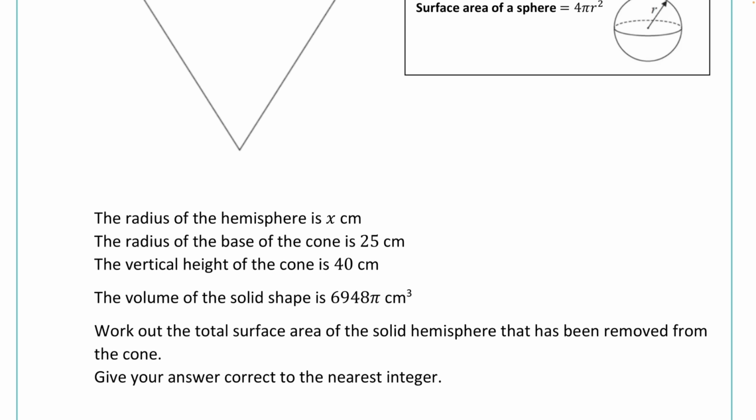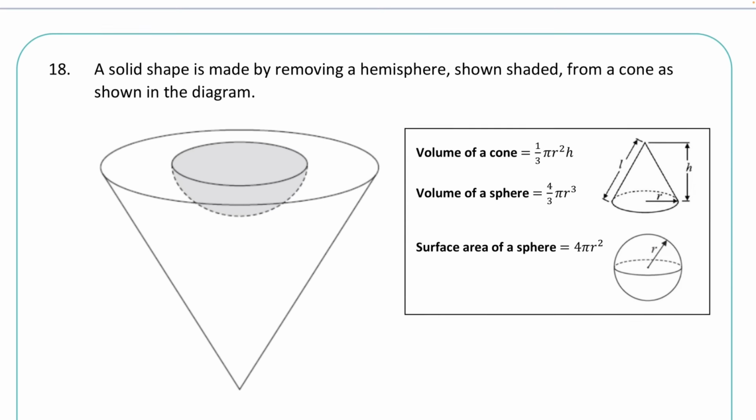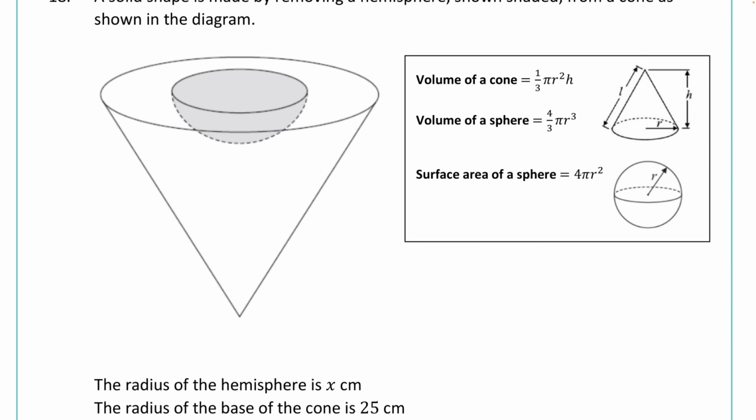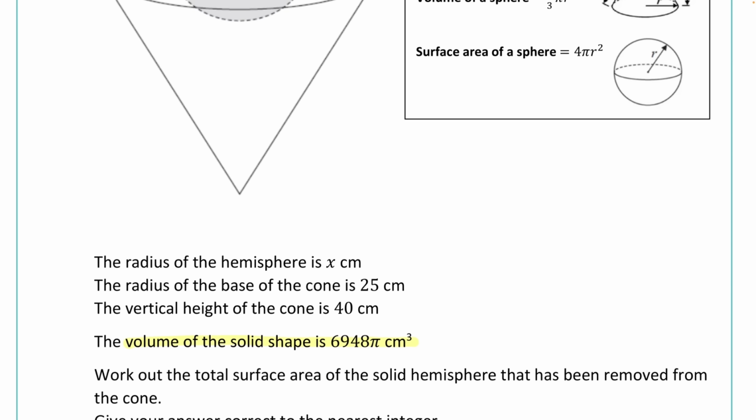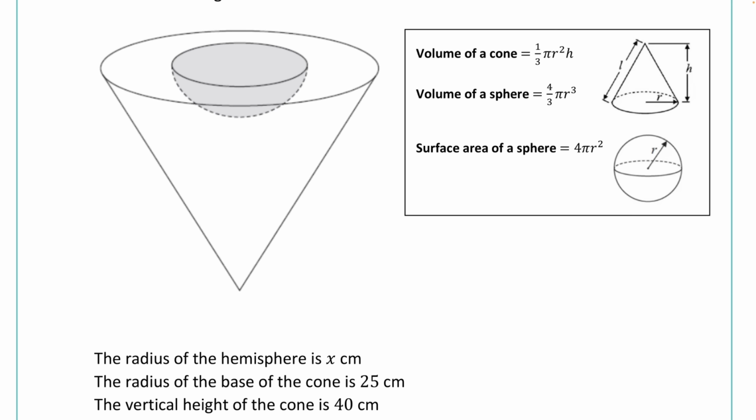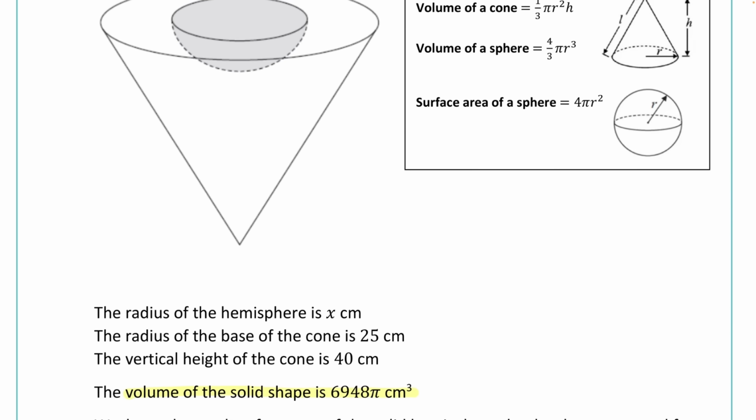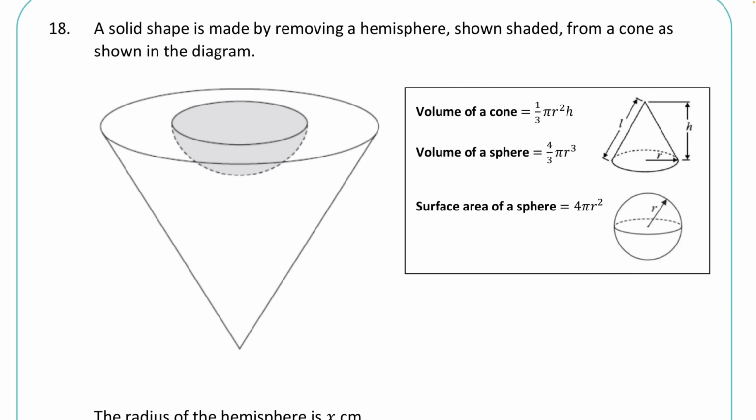Now, we are told the volume of the solid shape and the overall volume of that. So if we can work out the volume of either the hemisphere or the cone, then we can figure out the volume of the other piece because we have the overall volume. We can't work out the hemisphere because we don't have the radius, but we do have the radius of the cone and the height of the cone. And our formula for the cone is up here. We have 1/3 pi r squared h. So we can work out the volume of the cone.